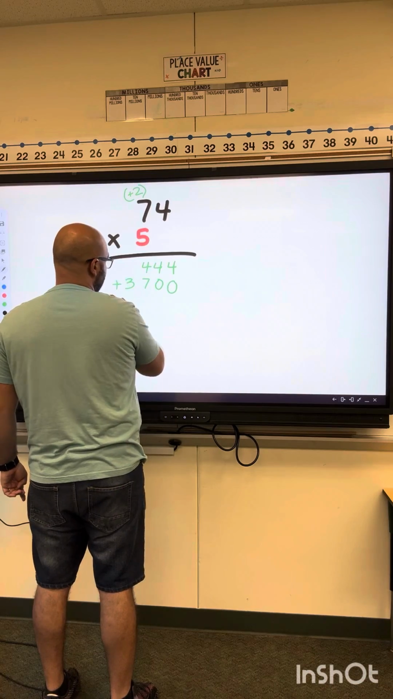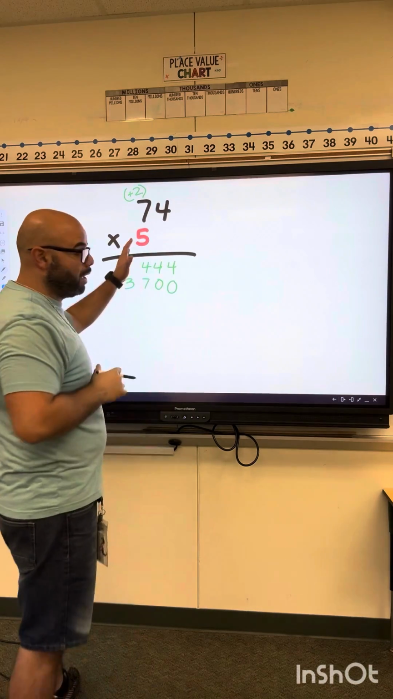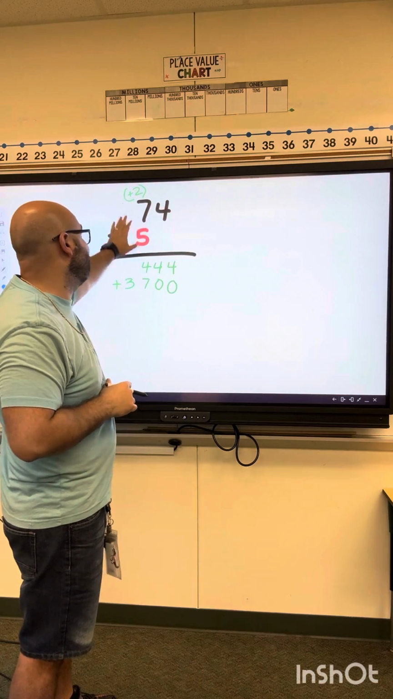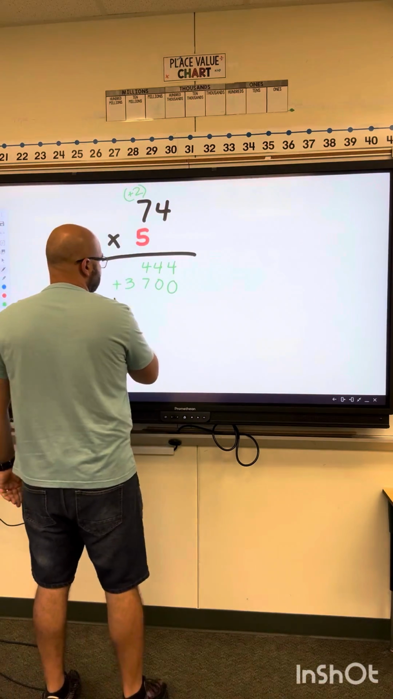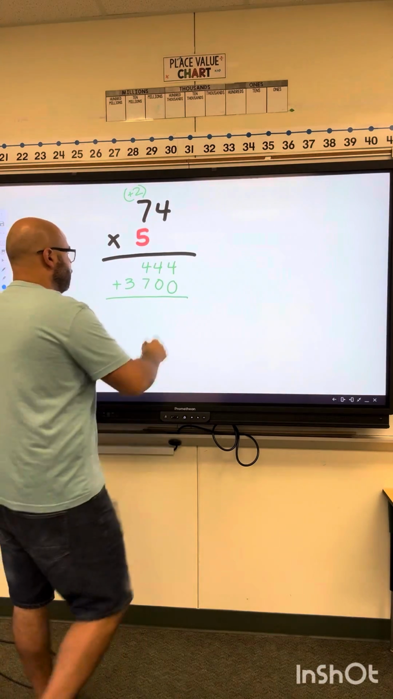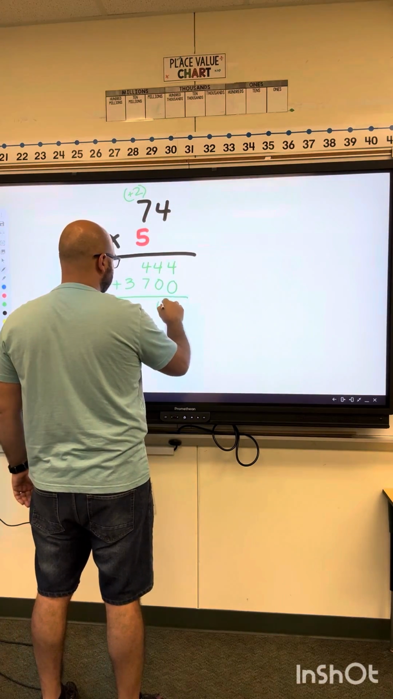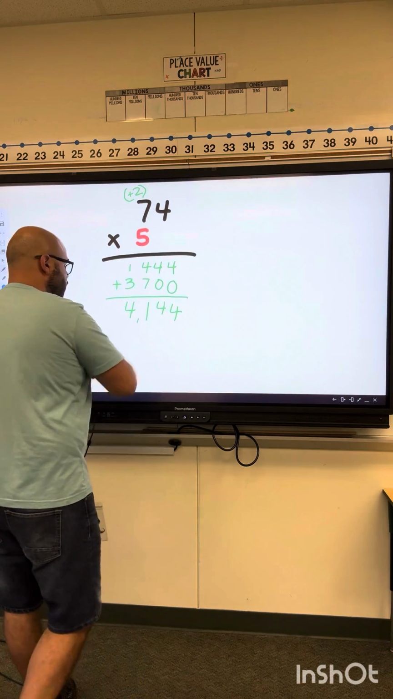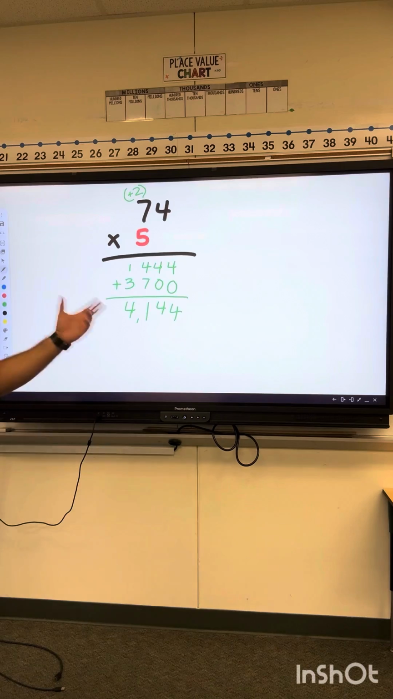Okay? Now that I multiplied the tens place, the 5 in the tens place, times 4 and times 7, and then added the 2, now I'm gonna add my two partial products here. Okay? This is 4, this is 4, 11, carry the 1, 4,144. This is standard algorithm.